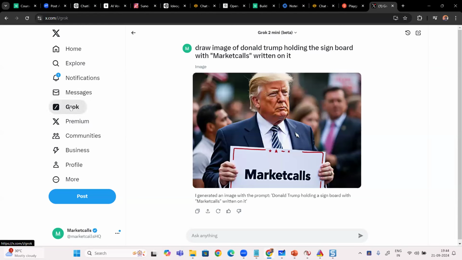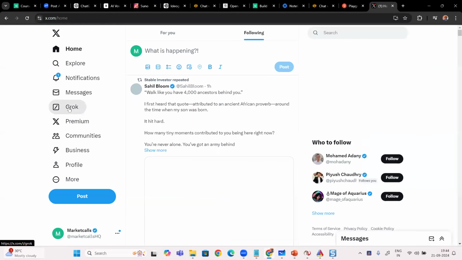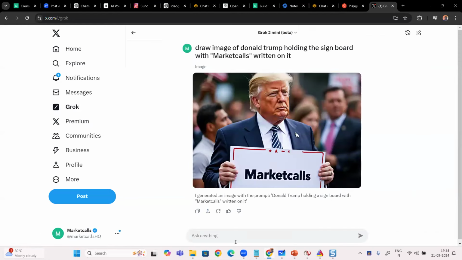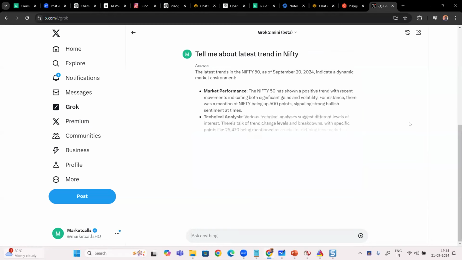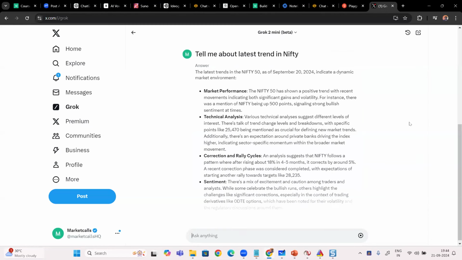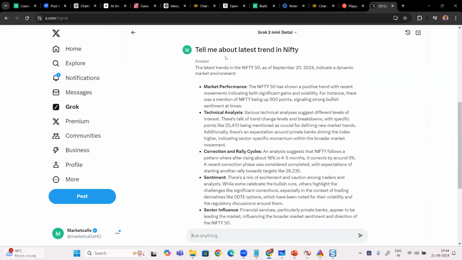It is also good in latest happenings in the internet world as well. For example, let's say I just want to ask another question. Let's say, tell me about latest trends in Nifty. So it comes up with a summary of Nifty, what happened recently, right? It comes up with a brief summary about it. The Nifty latest trends were as of September 20.